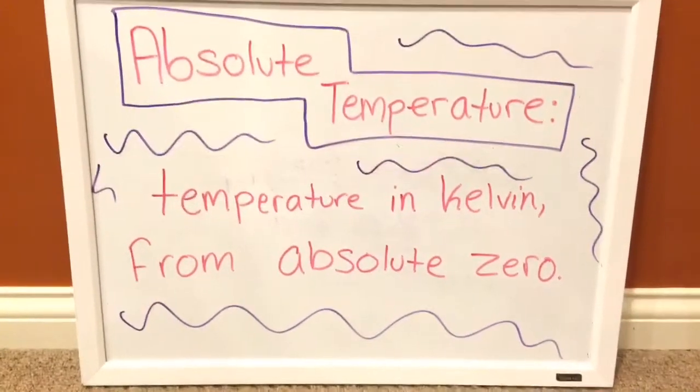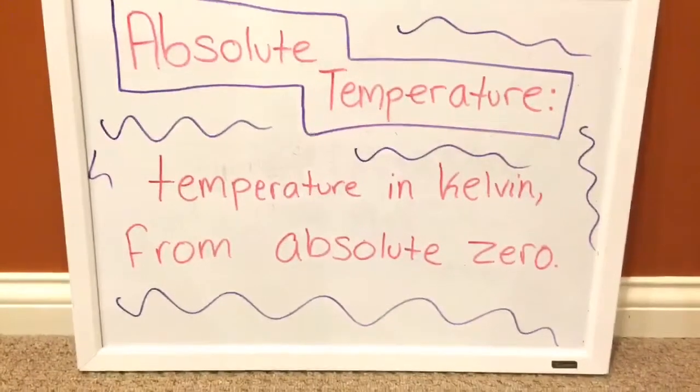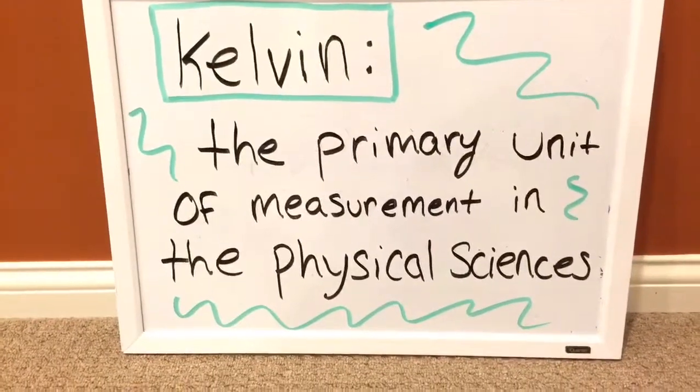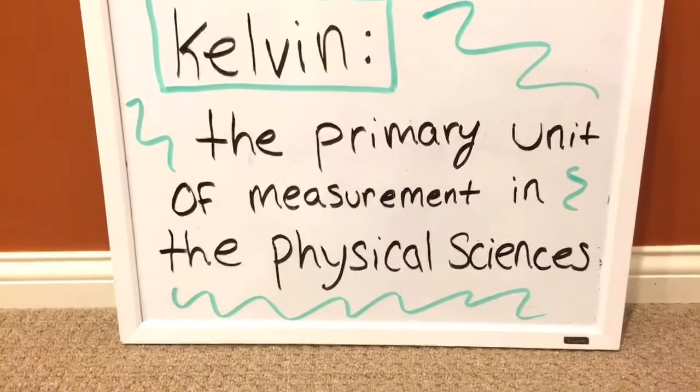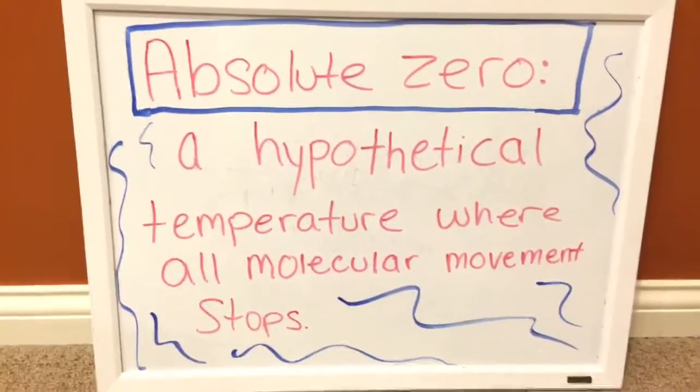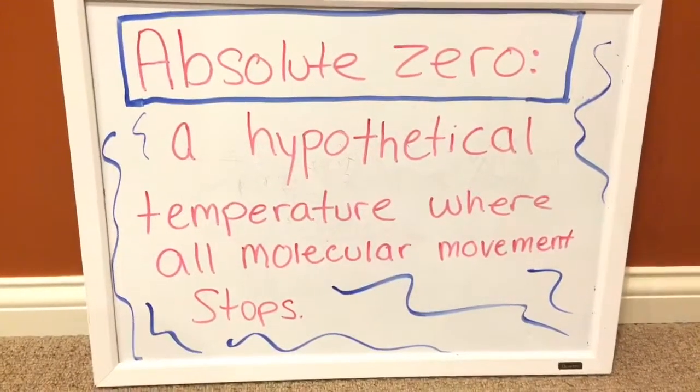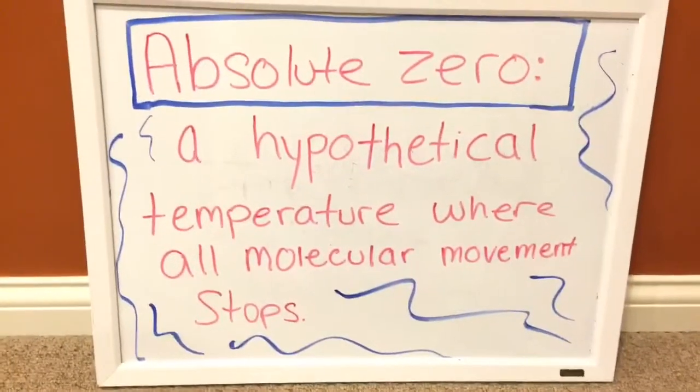Absolute temperature, temperature in Kelvin from absolute zero. Kelvin, the primary unit of measurement in the physical sciences. Absolute zero, a hypothetical temperature where all molecular movement stops.